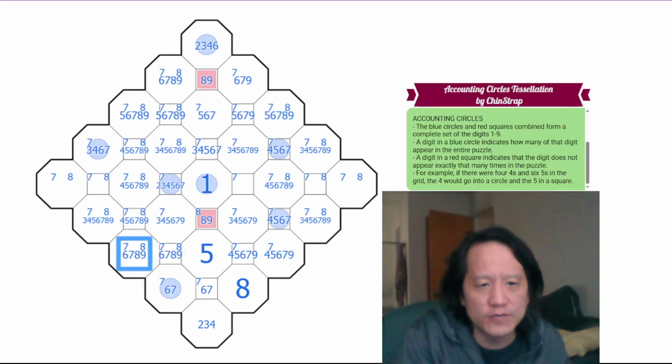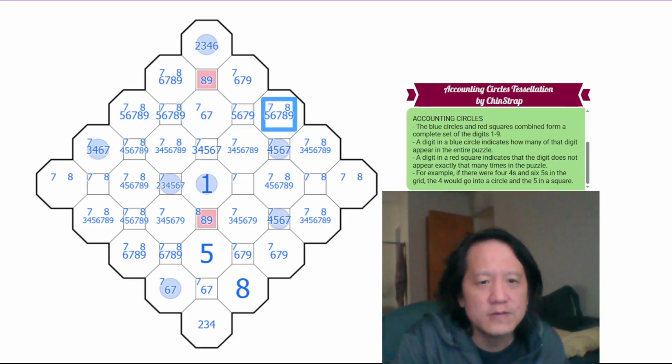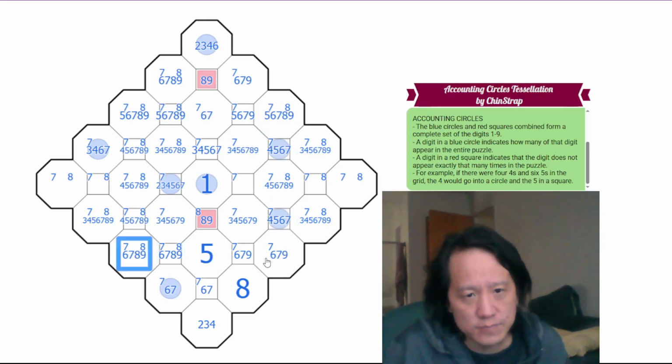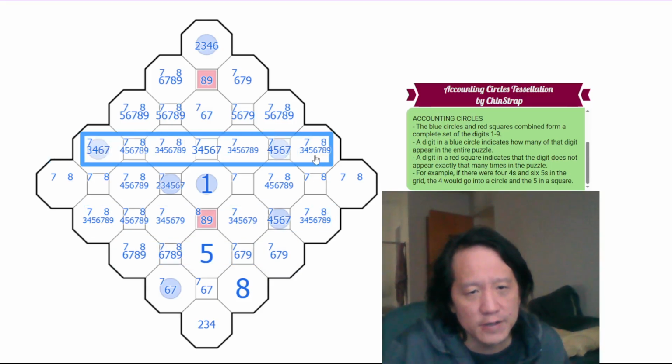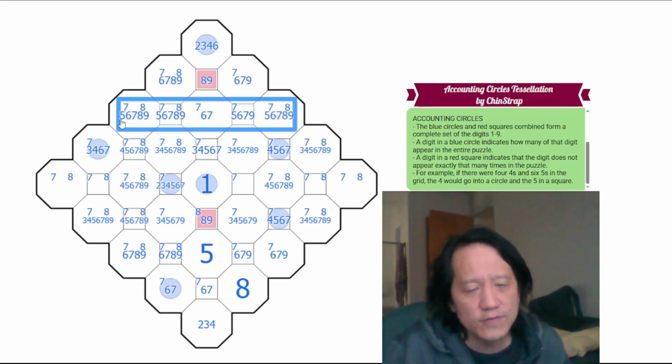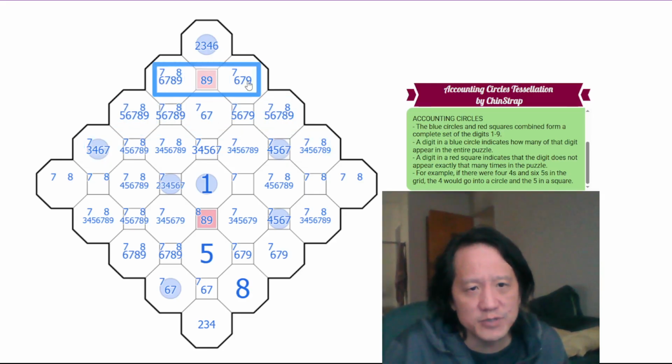No 4, 5, no 4, 5, no 4, 5, no 4, 5. So this is 5, which eliminates 5 there. So 3 through 9, 3 through 9, 5 through 9. This has to be 7, 8, 9, because we're missing a 9 here, here, and here. That's 3 already, so this must be 9.